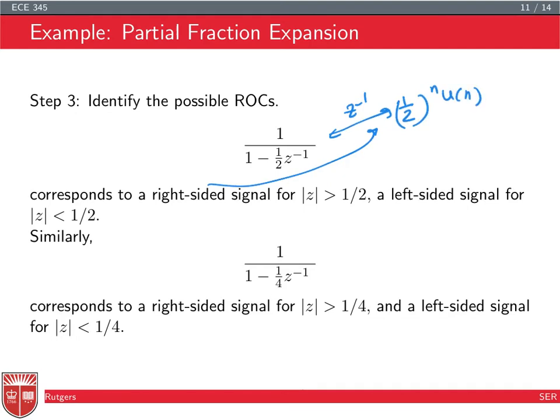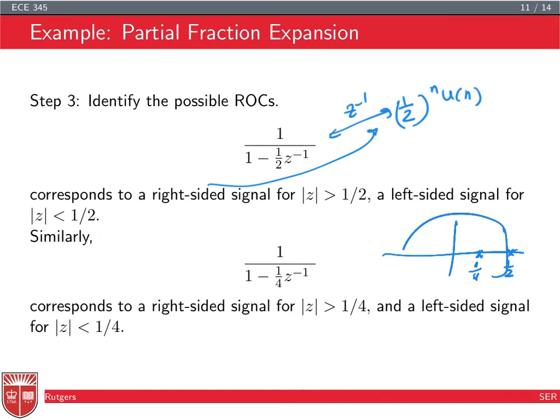And a similar thing for this term here. So it's going to be a right-sided signal when the magnitude of z is bigger than 1/4, or a left-sided signal when the magnitude of z is less than 1/4. So we have these four cases that we need to take care of. The first case is, let me draw the z-plane, the pole-zero plot. So I have 1/4 here, and 1/2 here.